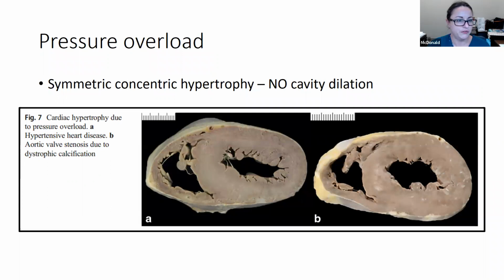So just for a review as they do in the paper, the pressure overload is going to lead to symmetric concentric hypertrophy. In this case, there's no cavity dilation. Generally, it's seen with hypertensive heart disease or aortic valve issues, stenosis, etc.